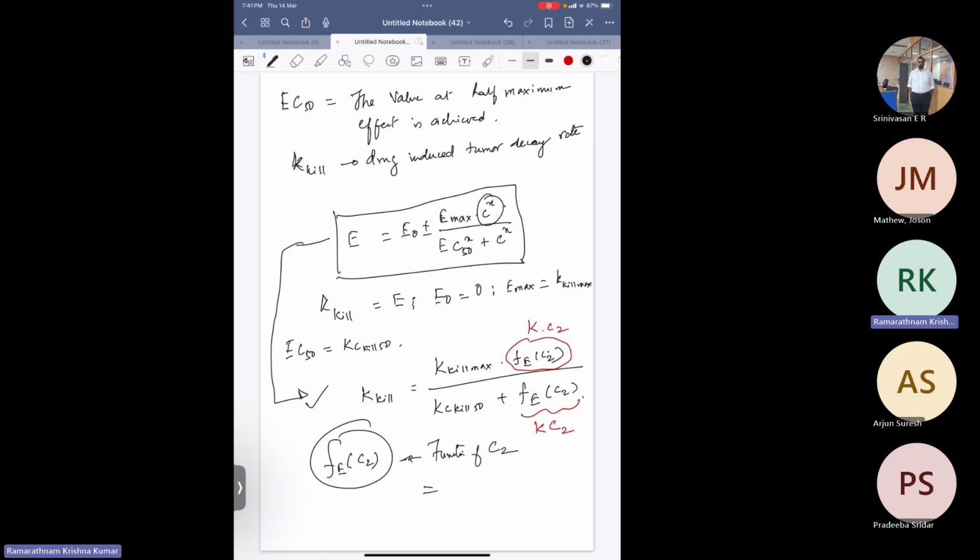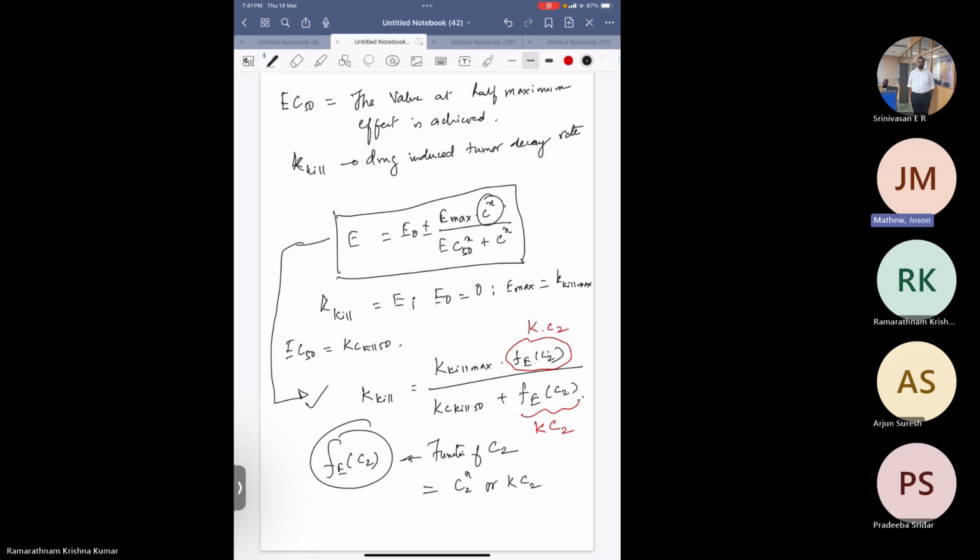C2. It can be C power X, C2 power X, or it can be just K into C2, whatever it is. This is a function. So, f of x. Some f of x.